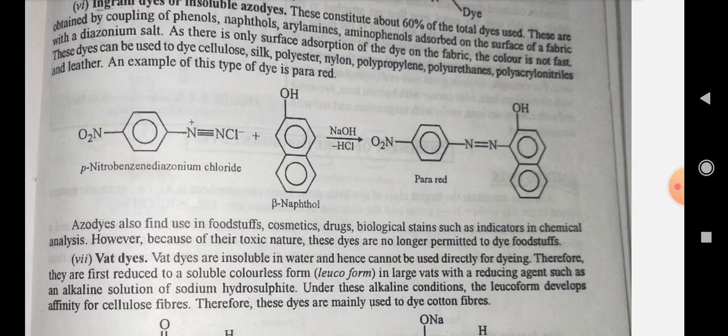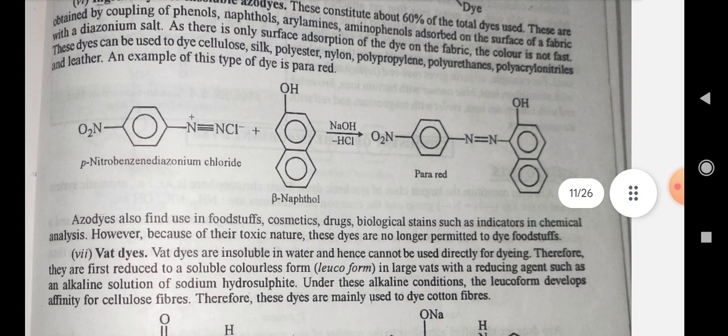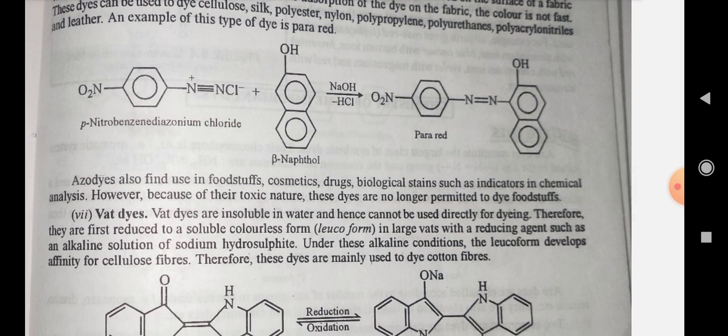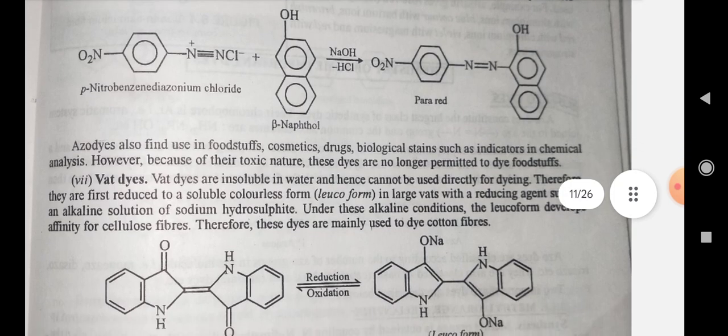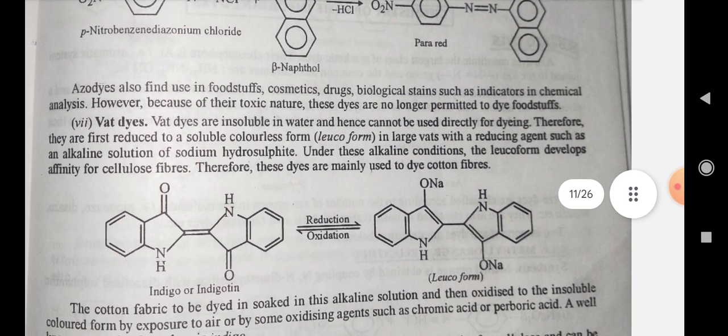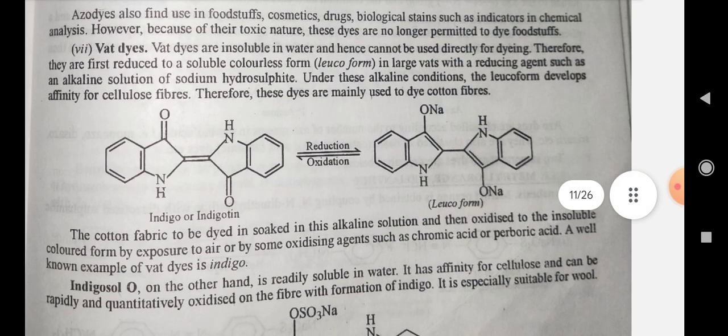These dyes can be used to dye cellulose, silk, polyester, nylon, polypropylene, polyurethanes, polyacrylonitrile, and leather. An example of this type of dye is para red. When para-nitrobenzene diazonium chloride is reacted with beta-naphthol in the presence of NaOH and removal of HCl, then para red is formed as a product. Azo dyes also find use in foodstuffs, cosmetics, drugs, biological stains, and as indicators in chemical analysis. However, because of their toxic nature, these dyes are no longer permitted to dye foodstuffs.